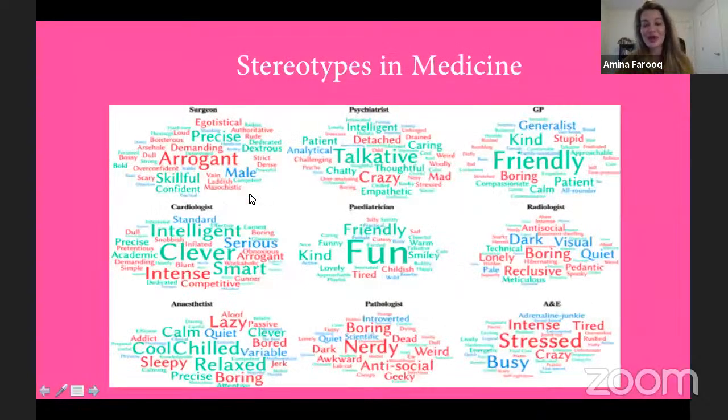This is another chart that was done by a medical student talking about stereotypes in medicine. And the bigger the words are, the more the stereotype sticks in medicine amongst medical students, amongst other doctors. So I'll draw your attention here to radiology. And the big words are boring, dark, visual, lonely, reclusive, pedantic, meticulous. And that's how other people describe radiology.